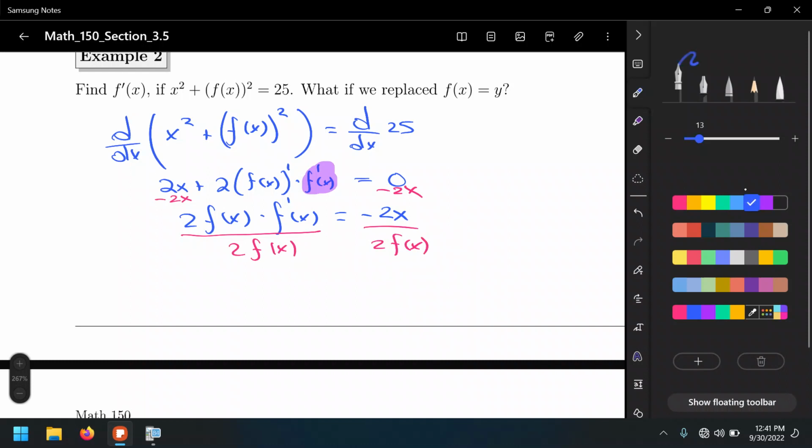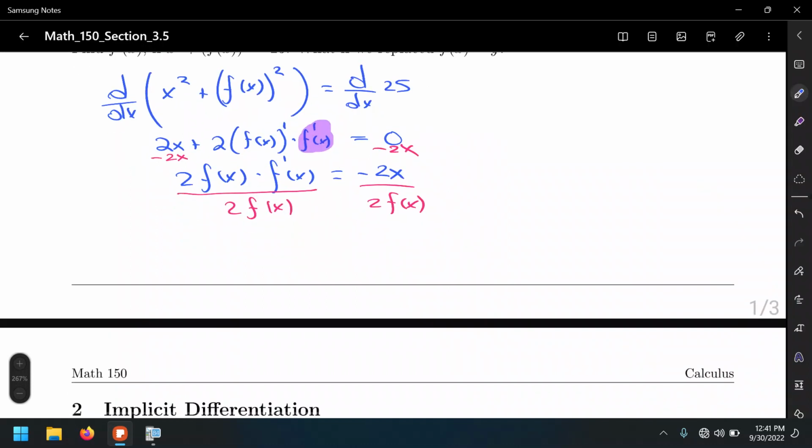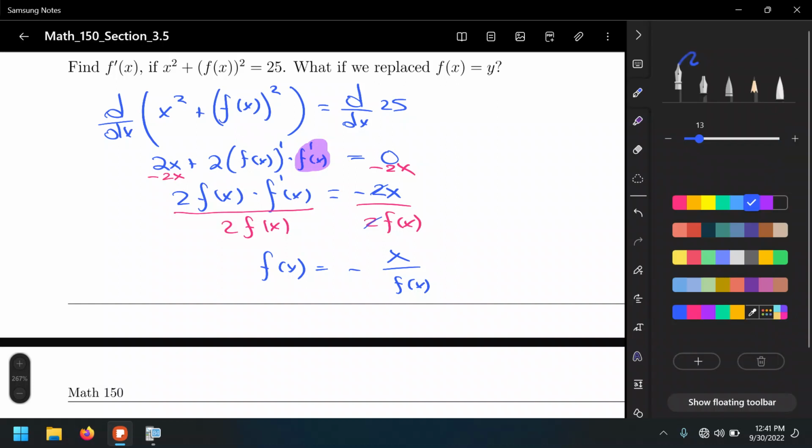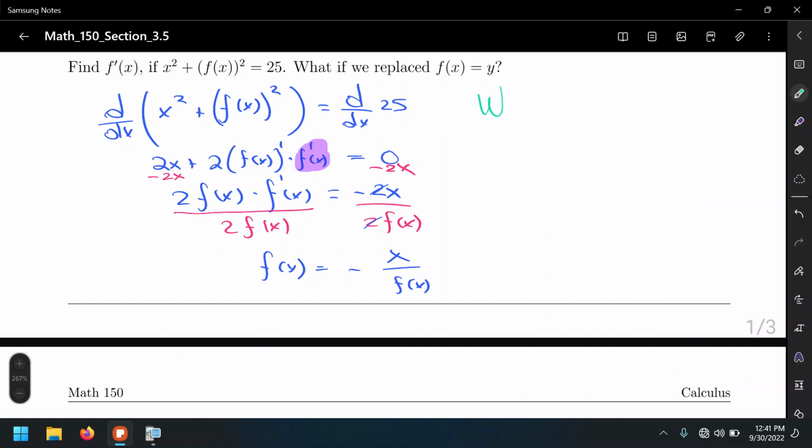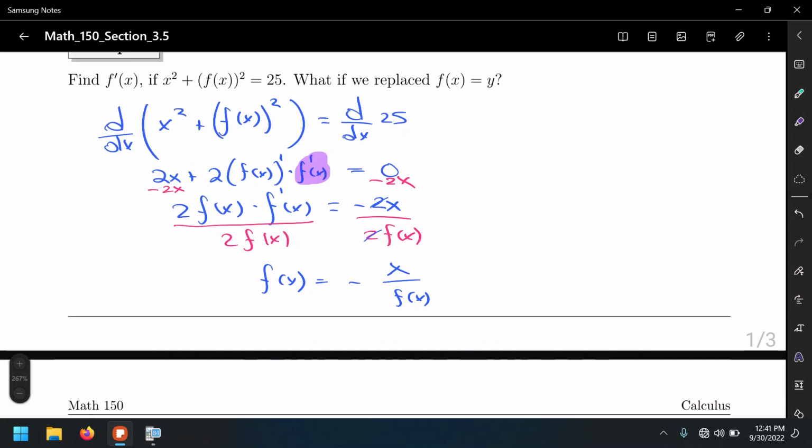So this will be f prime of x equals, cancel the 2's, negative x over f of x. Are you guys following me here up to this point about what we're doing? Okay. Now the question is already written. The second part of the problem: what if we replace f of x with y?